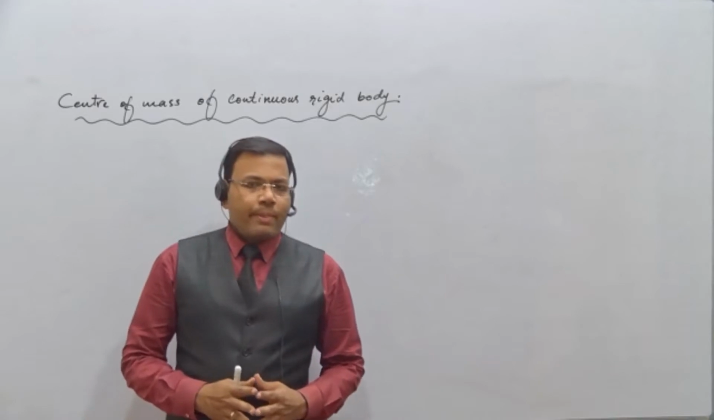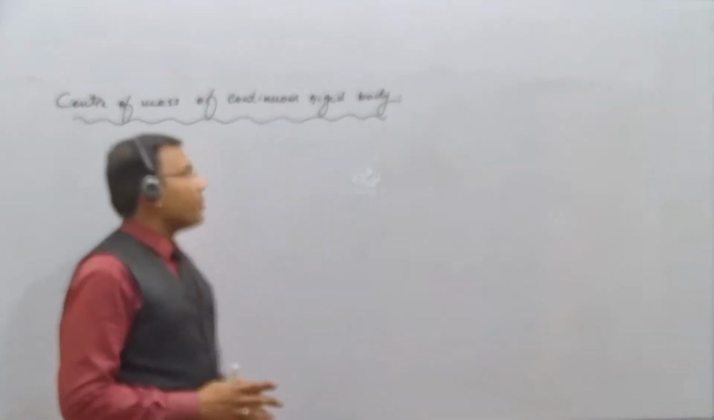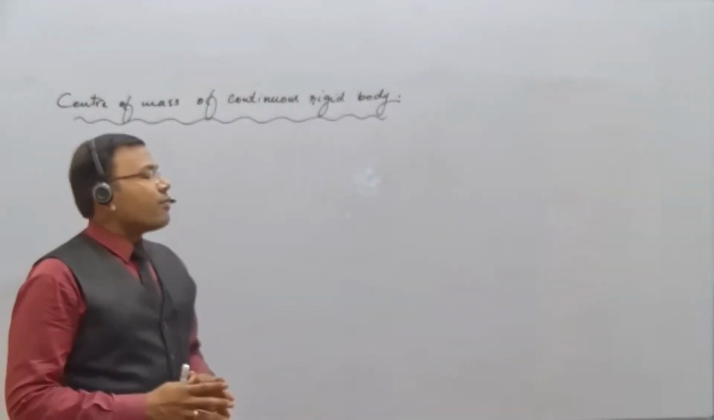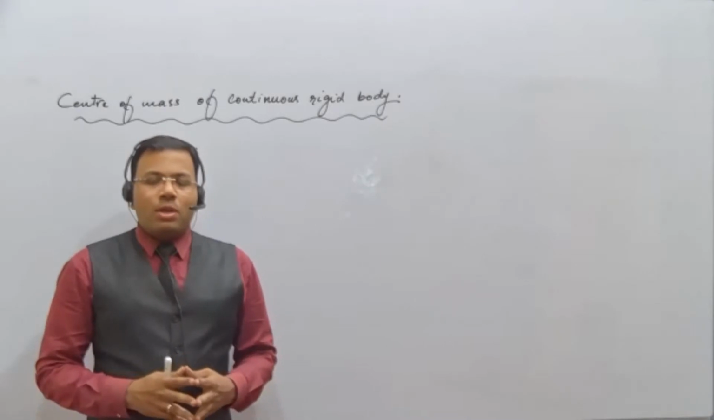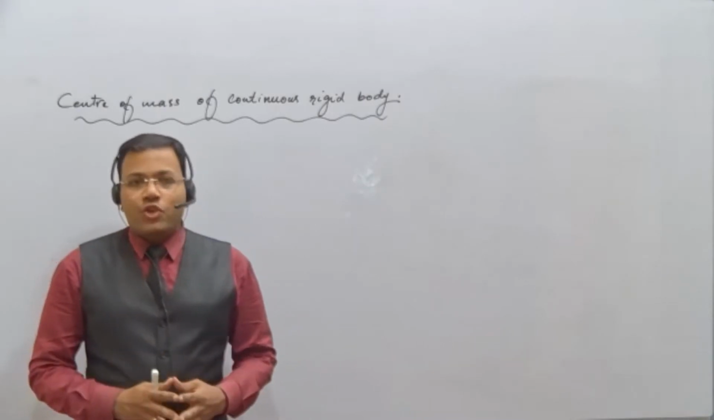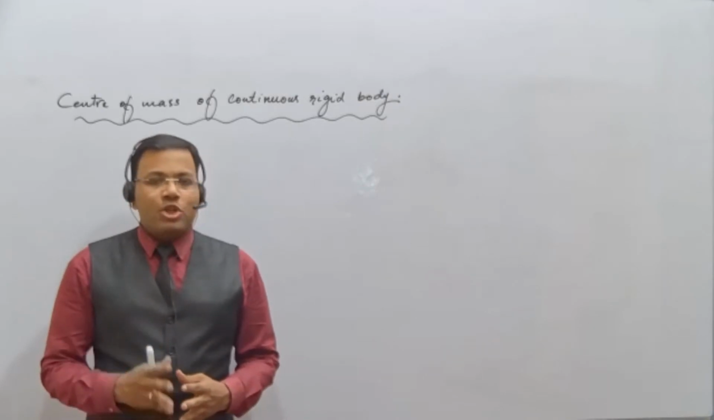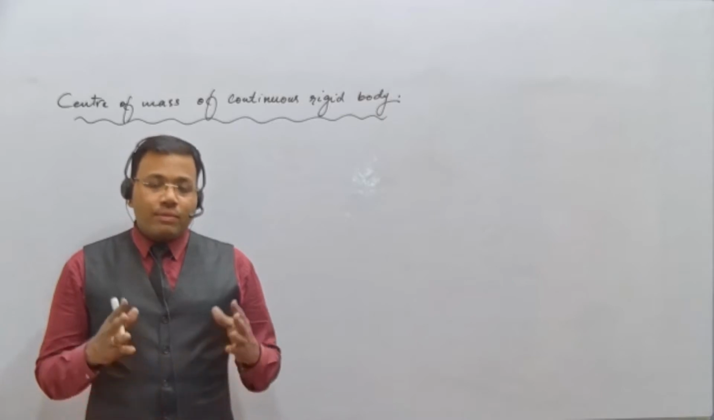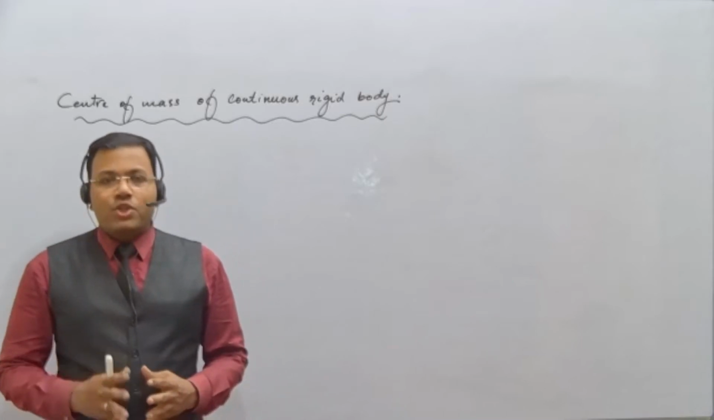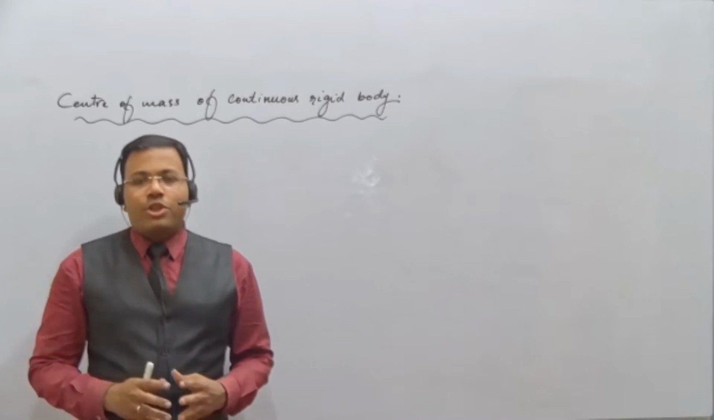Hello, students. In today's session, we are going to discuss a topic. The topic is center of mass of continuous rigid body. So we have seen the particles and their center of mass, when two particles are considered in one dimension, two dimensions, and three dimensions, right? So this is another concept of center of mass. We are considering this for a continuous rigid body.